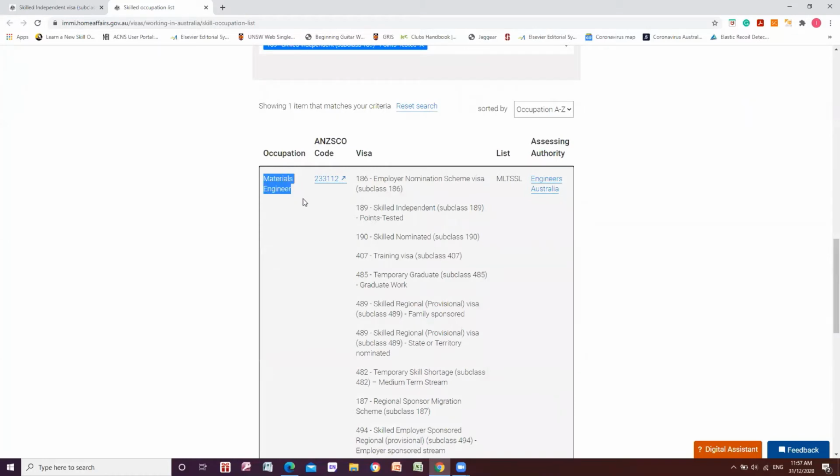The occupation is materials engineer. This is the ANZSCO code of the occupation associated to my profession. And these are the visas in which I could apply. One of them is the one that we've been discussing, the Skilled Independent Visa, subclass 189, and it is part of the MLTSSL.